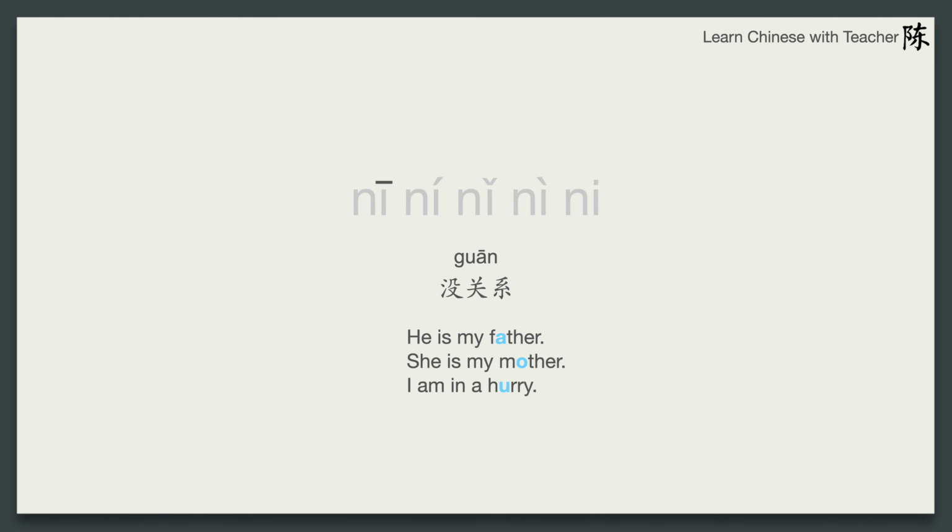We've learned 没关系. Guan is pronounced in the first tone. It sounds like how you pronounce the letter A in he's my father, the letter O in she's my mother, the letter U in I'm in a hurry.